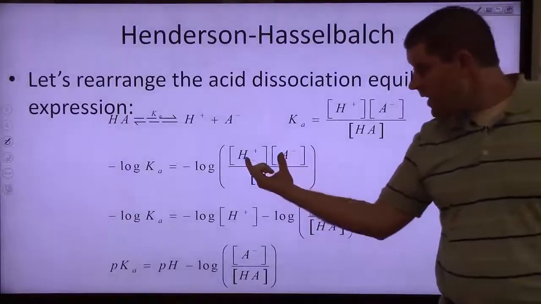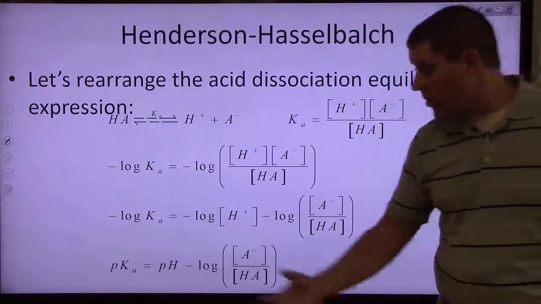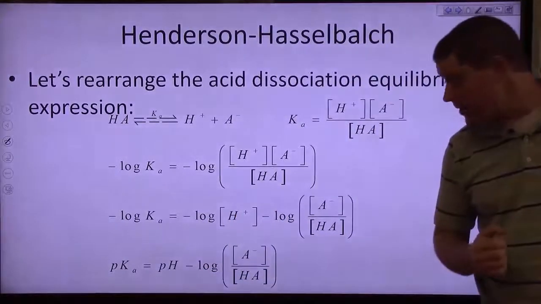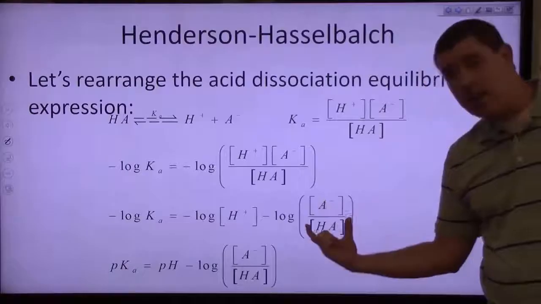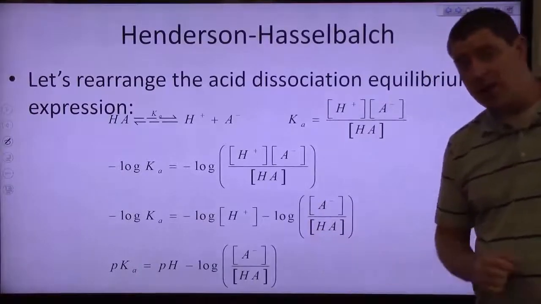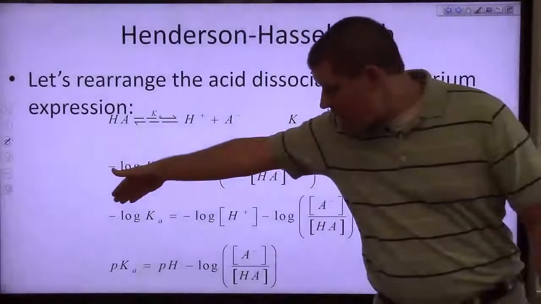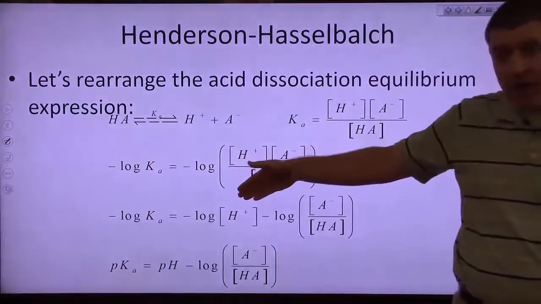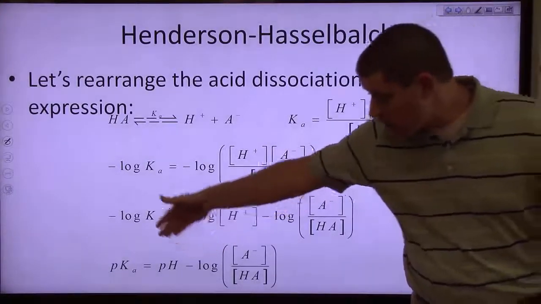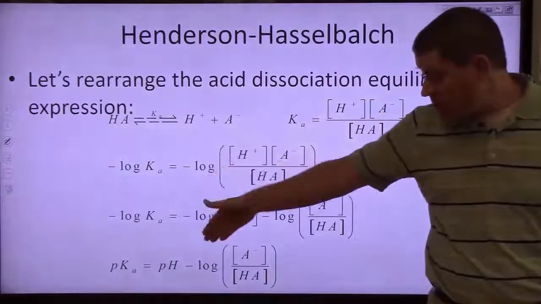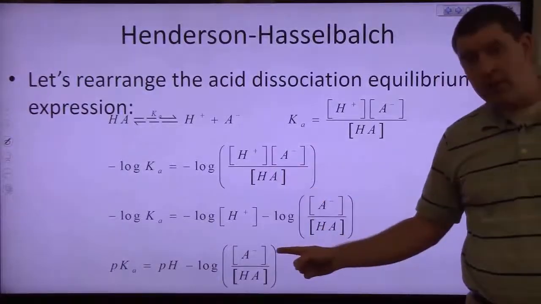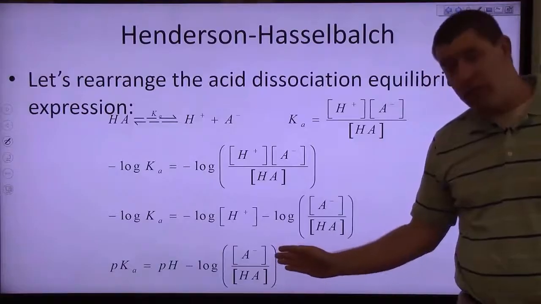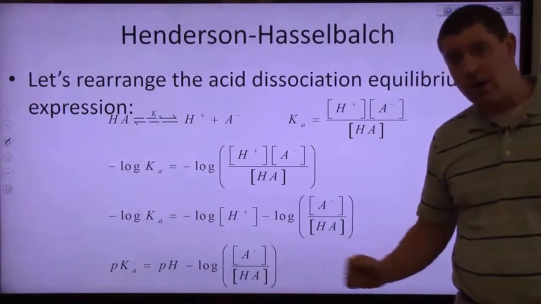And now we're going to take out the hydrogen ion portion of that. So we're going to have minus log base 10 of Ka equals minus log base 10 of the hydrogen ion concentration, minus log base 10 of the A- concentration divided by the HA concentration. And now you note that minus log base 10 of Ka, well, that's our pKa, and minus log base 10 of the hydrogen ion concentration, that's our pH. So that now gives us pKa is equal to pH minus log base 10 of the concentration of A- divided by the concentration of HA. That is the ratio of our conjugate base to our conjugate acid.